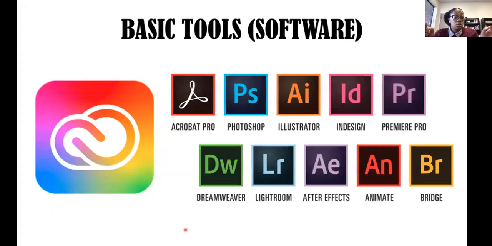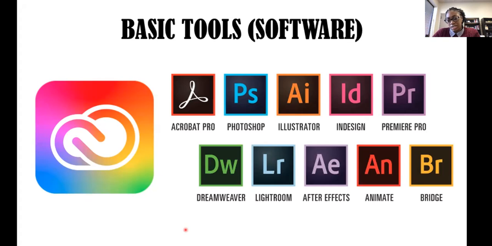So first, the basic tools, you have Adobe CC Creative Cloud. So here are the main things. Photoshop, which is for photography. Illustrator, which is pretty much for art graphics, vector images. And then you have InDesign, which is for print materials, Premiere Pro, which is video, Dreamweaver, HTML, CSS, Lightroom for photos, After Effects for video, Animate for animation, and then Bridge is pretty much like an organization system that you can use. And then Acrobat Pro, that's for PDFs.